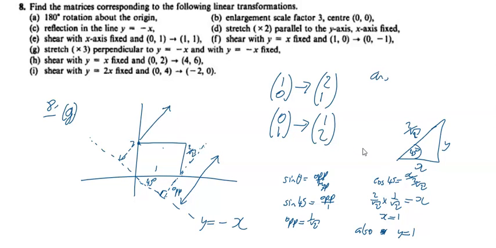So your answer, your matrix for this one, push those two things together. The first column matrix was (2, 1). The next one was (1, 2), and that should be our answer.